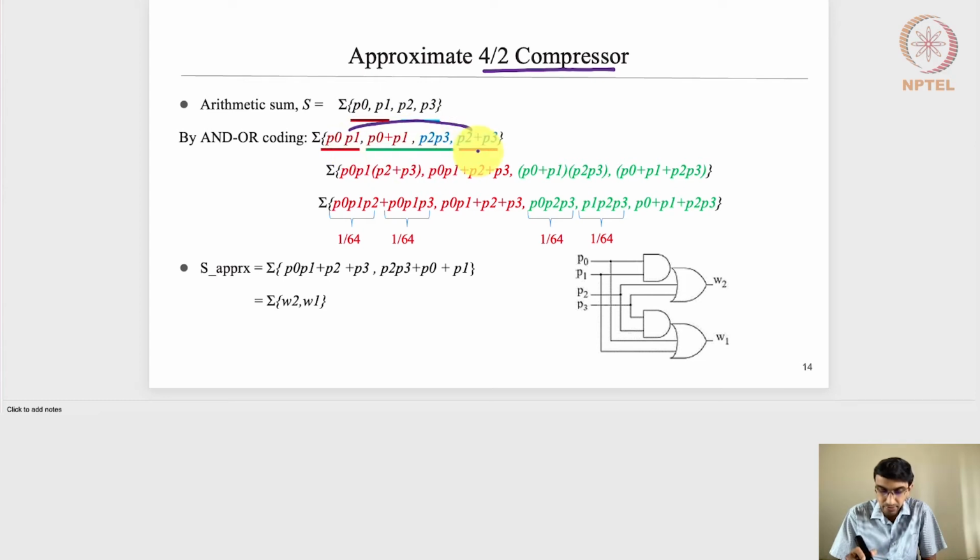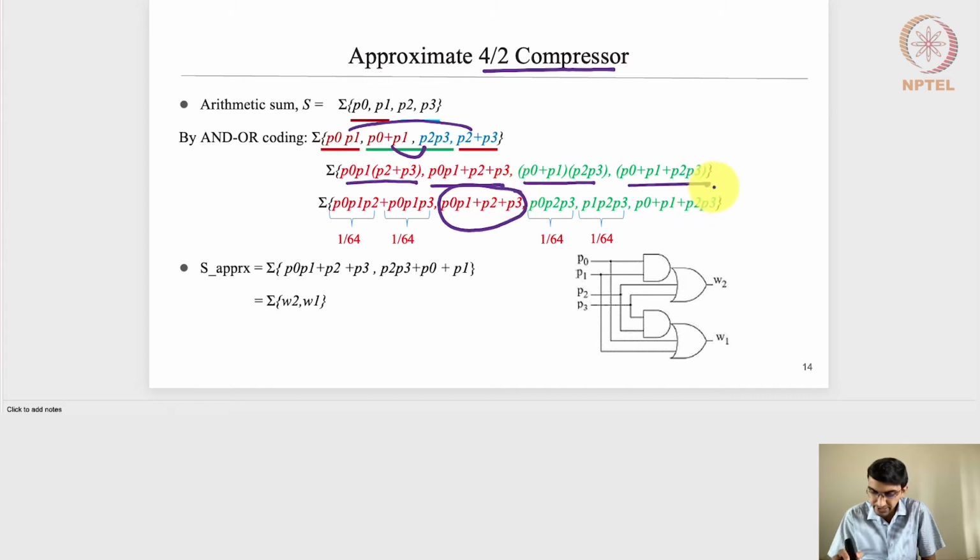So P0, P1, comma P2 plus P3 will be nothing but ANDed, and then OR, and then similarly P0, P1 with that of P2, P3, so AND and OR. So eventually we'll find out that this is 1 by 64, and this is 1 by 64, this is 1 by 64, 1 by 64, we ignore that. So finally, I think we can approximate it into this particular AND and OR recoded form.